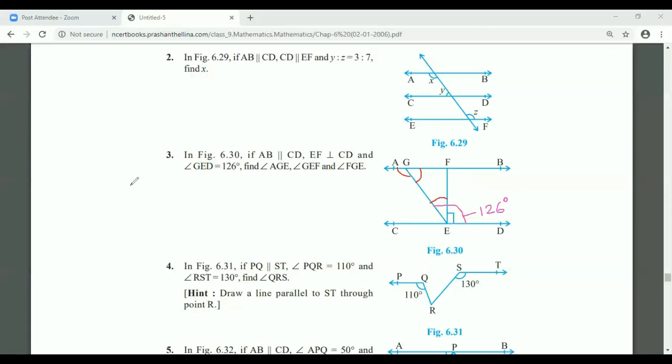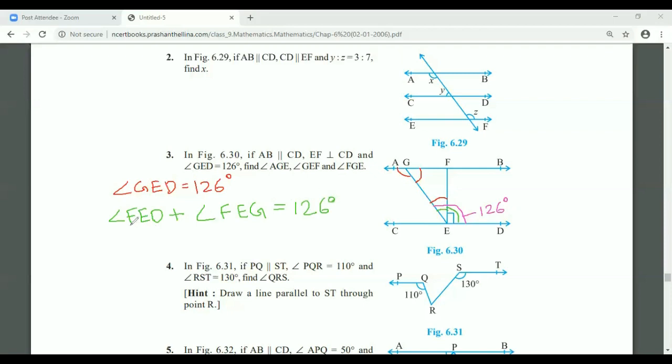So here it is already given that this much is 126 degree. So the given thing is angle GED is equal to 126 degree. From the figure, it is clear that the angle GED is the sum of angle FED and angle GEF. So you can rewrite this as angle FED plus angle FEG, so that is actually equal to 126 degree.